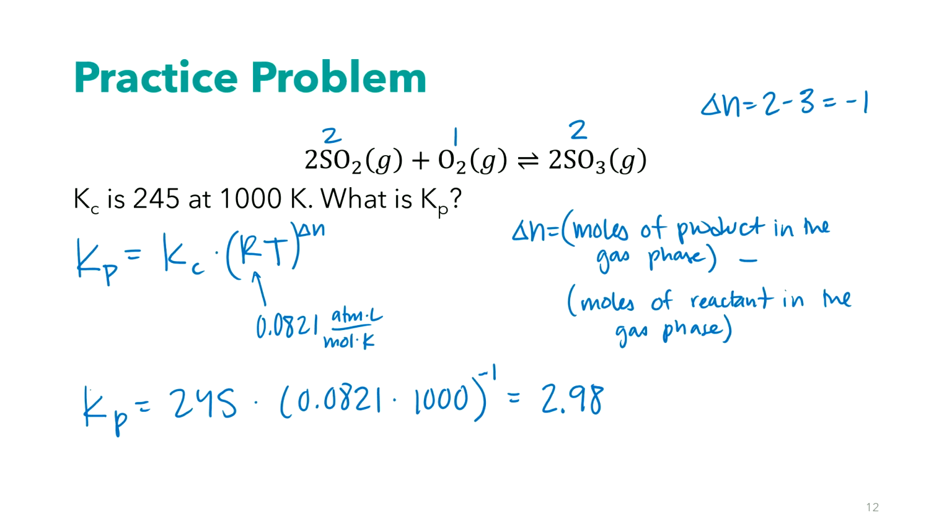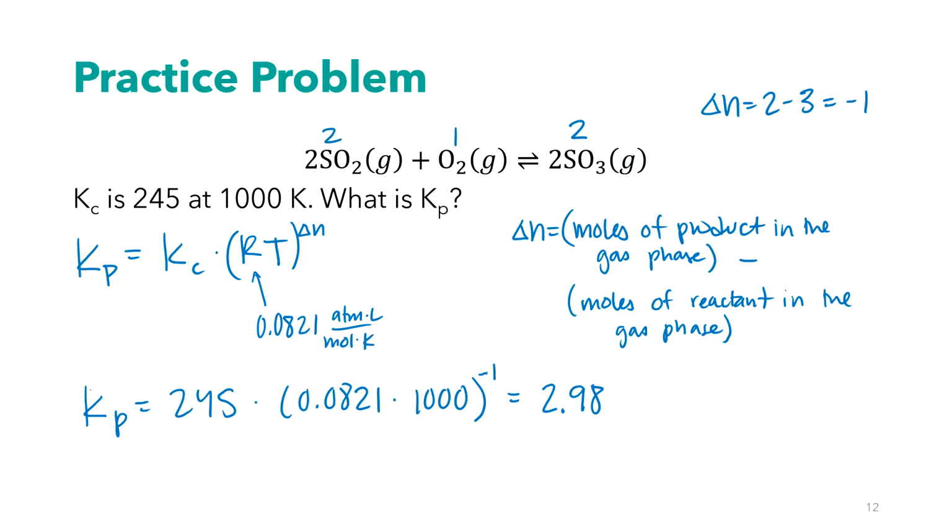Hold this in your head: when will Kp and Kc be the same number? If delta N were 0, if there is no change in the number of moles on the reactant and product side, then I'm raising RT to the 0, which would be 1. So Kp would equal Kc when delta N is 0.